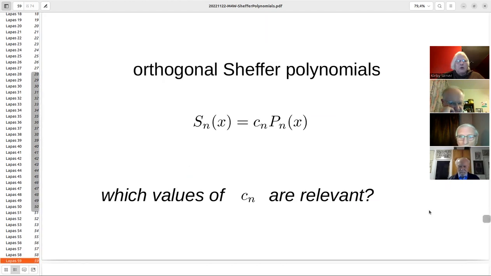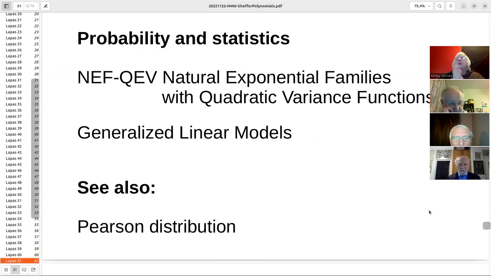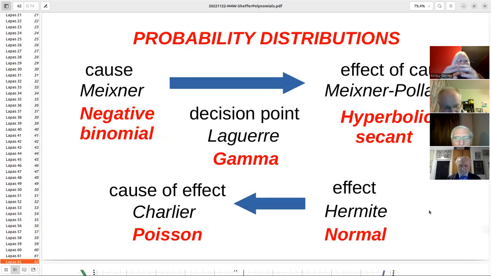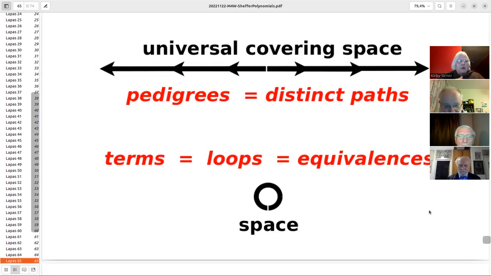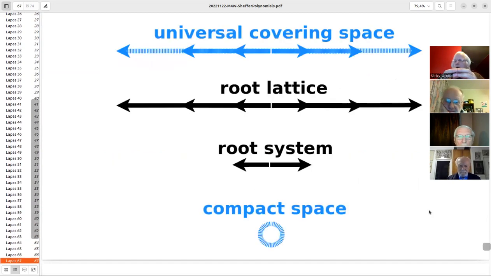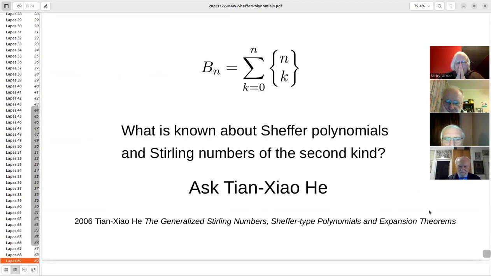And then we're going to have future videos about orthogonal Sheffer polynomials. And that'll relate to this cognitive framework for decision making. And that'll be relevant for probability and statistics because the exact same thing happens there. And here is a concrete example, Hermite polynomials. With the Lie theory, there's this notion of covering space and root lattices and root systems and how they fold up. And I think that's basically it.